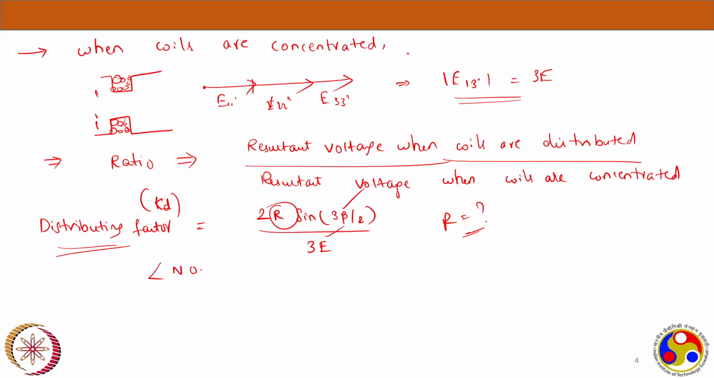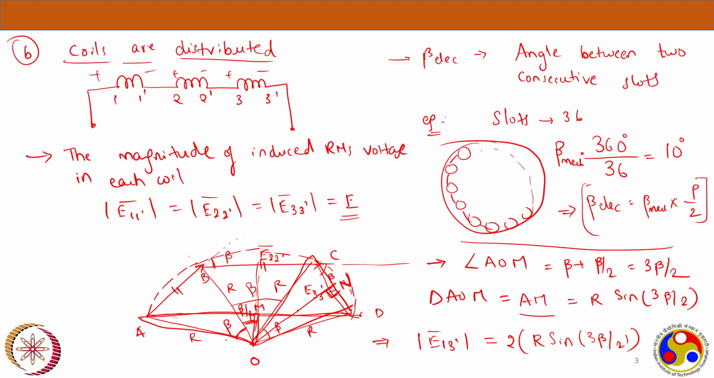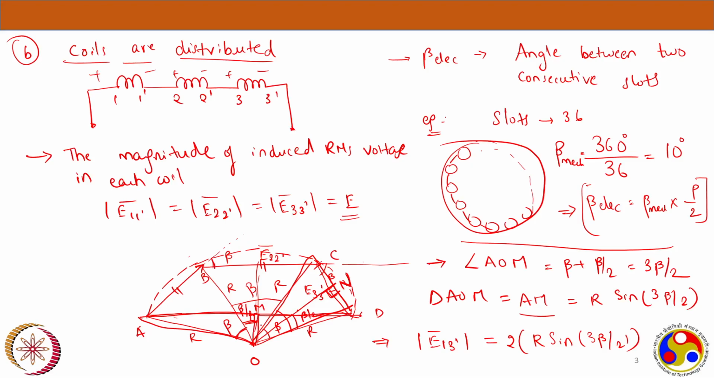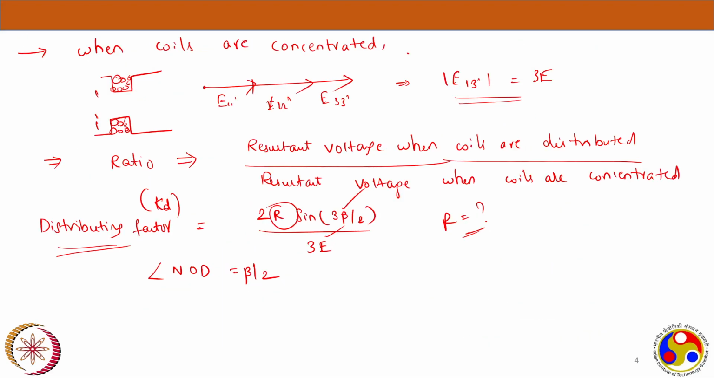Angle NOD. If you look at the angle at O, this is entirely beta, and this will be beta by 2, right? Angle NOD is beta by 2. That's simple. It's just perpendicular, it will make the angle half. But from triangle OND, we know the hypotenuse is R and this angle is beta by 2. Then definitely you can calculate the opposite side, which is nothing but the ND, right? OD is R and angle O is beta by 2, and ND we can calculate.